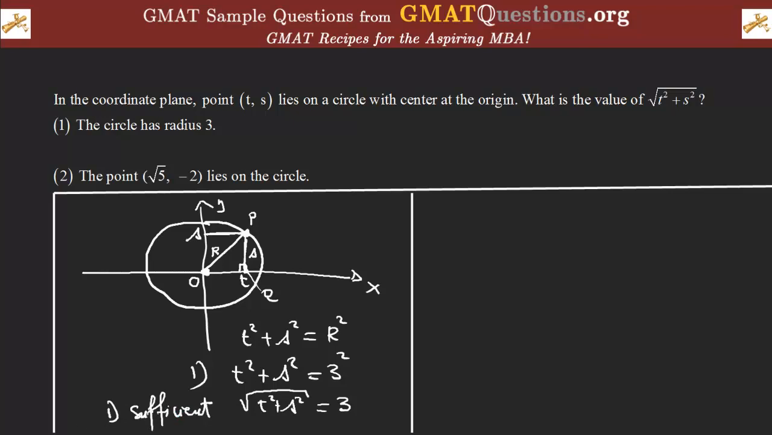Okay, let's go to number 2. Number 2, we are told that the point (root 5, negative 2) lies on the circle. In order to avoid any messy drawing here, I'm going to redraw the circle quickly.